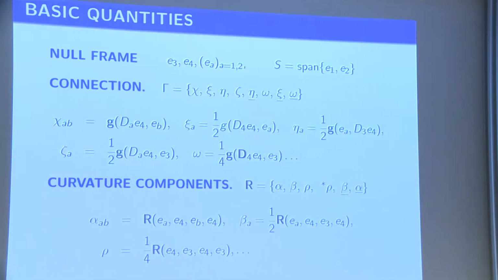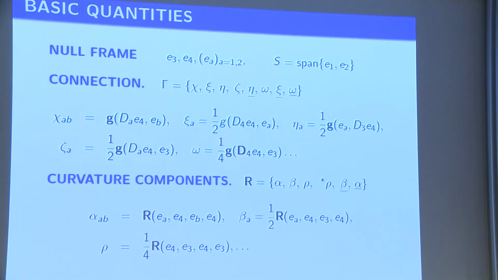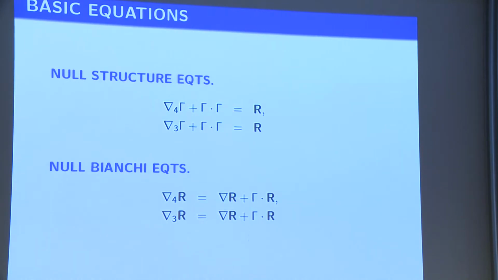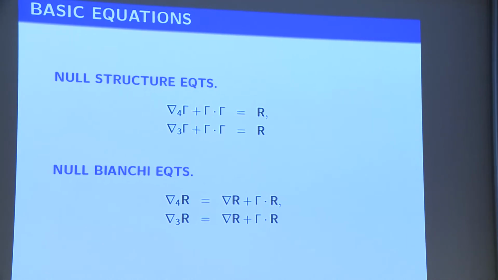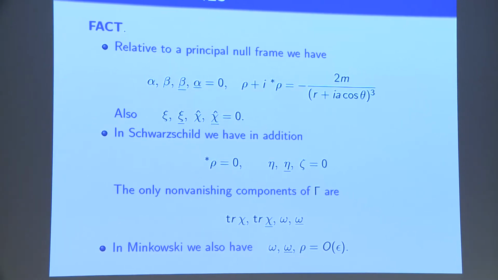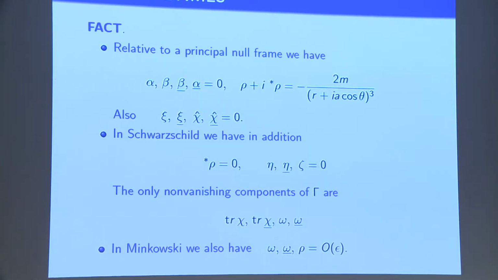All right, so why are these important? You can see it immediately when you apply all this to Kerr. These are the null structure equations that I mentioned. One remarkable fact about Kerr is that there exists a principal null frame, in other words E3, E4, which you can write down explicitly in terms of coordinates, such that all curvature components, alpha, beta, beta bar, alpha bar, vanish in that frame, and only the so-called rho and rho star survive.